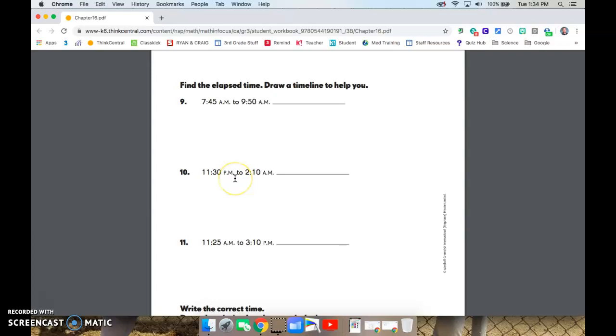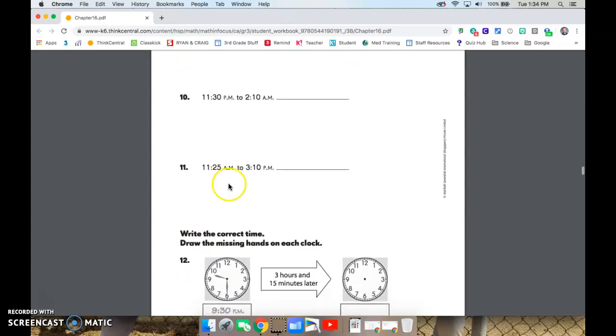Number 10, 11:30 p.m., so that's almost midnight, to 2:10 a.m. So we go 11:30, we go 12:30, 1:30. We can't quite make it to 2:30 for the third hour, so we're going to go 11:30, 12:30, 1:30, so that's 2 hours. 2 hours, and then we have the 30 from 1:30 to 2, so that's going to be 30 minutes. And then we have from 2 to 2:10 is another 10 minutes. So that's going to be a total of 2 hours and 40 minutes.